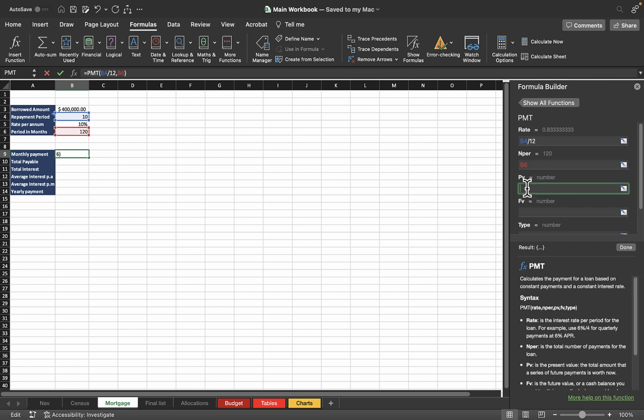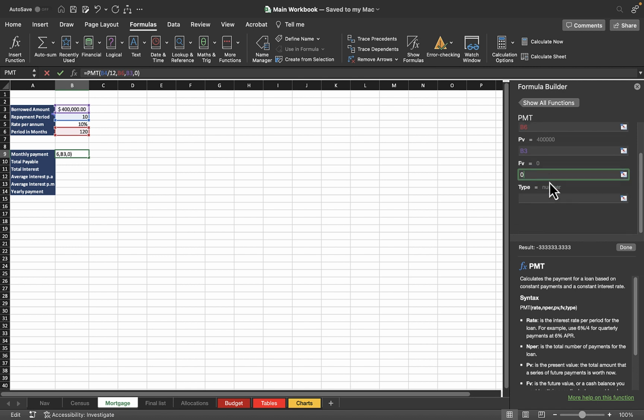Then the present value, which is shortened as PV, is the borrowed amount, which is 400,000. Apart from that, the future value is 0 because we intend to not refinance the mortgage loan once we've completed it. It's going to be completed in this number of years or that number of months. Then the type as well is 0. Once we are done, there's a description of each argument down here, and that's the beauty of using the formula builder.